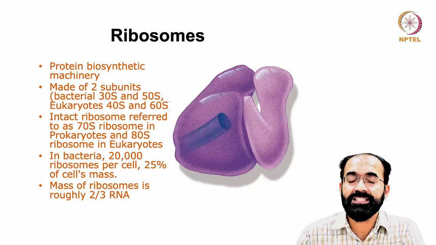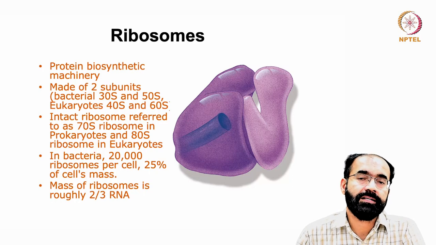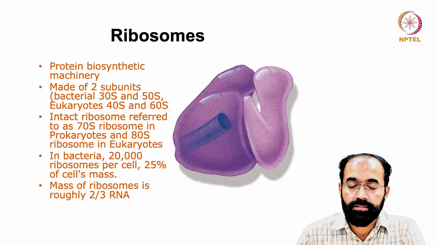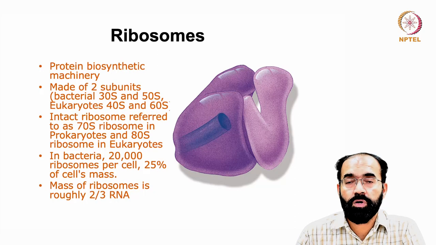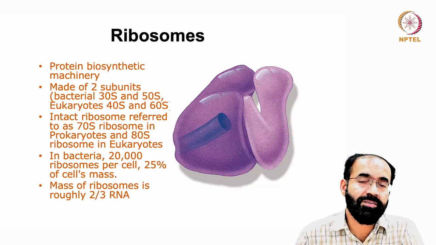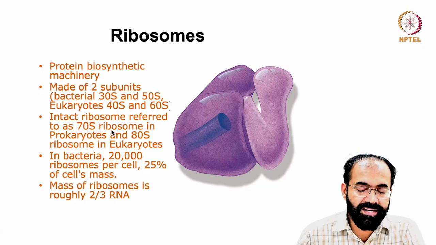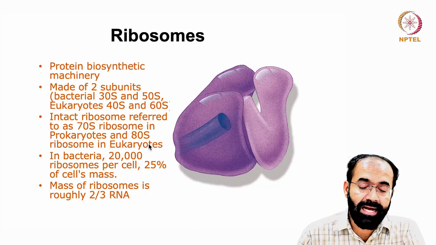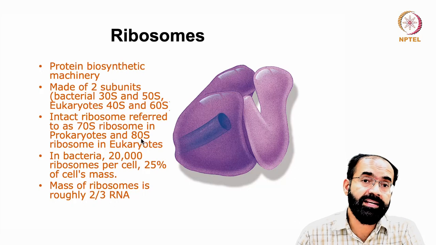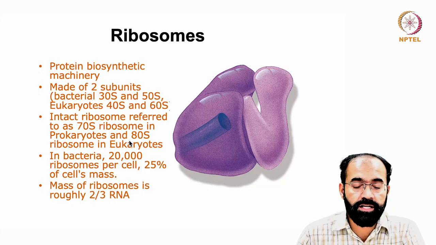Why? Because this is not a total mathematical addition. It is the sedimentation, where it is sedimenting. So the 50S and 30S together will not give 80S, rather it is giving 70S. That's the place where it is sedimenting. So the intact ribosome in bacteria is referred to as the 70S ribosome in prokaryotes, whereas in eukaryotes it is 80S. It is a little larger than in bacteria, in eukaryotes including humans.